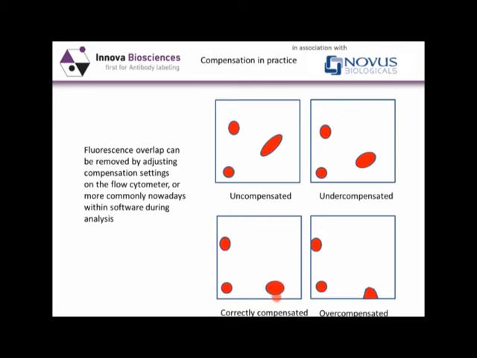And if you move through to here, this is correctly compensated data. So you can see that this population is positive along the x-axis, but not positive on the y-axis. And similarly here, y-axis positive, x-axis negative. It is possible to overdo this. You can overcompensate your data and actually move this out of the threshold of detection, so you want to be aware of that as well.